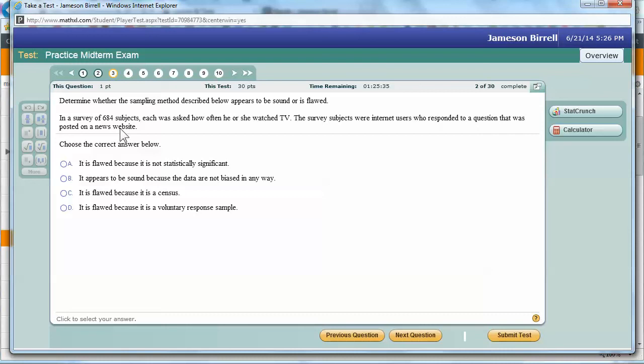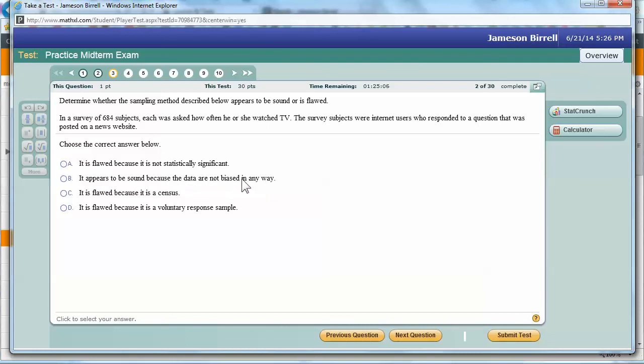We'll talk more about how you can use such a small sample size to determine information about population parameters in chapter 7, when we reverse the calculation from our confidence intervals. But we'll get to that then. Anyways, I would say that it's not this first one, because this is a statistically significant size. It appears to be sound because the data are not biased in any way.